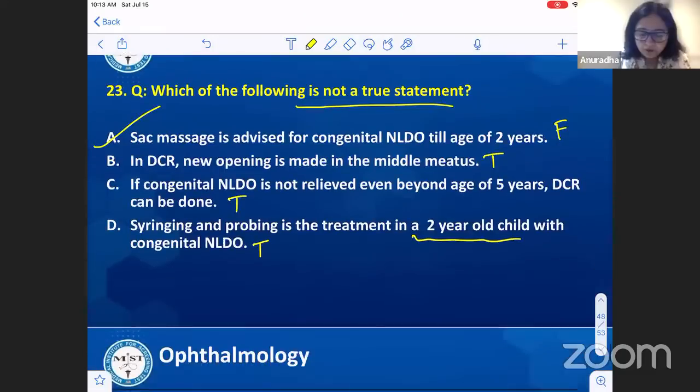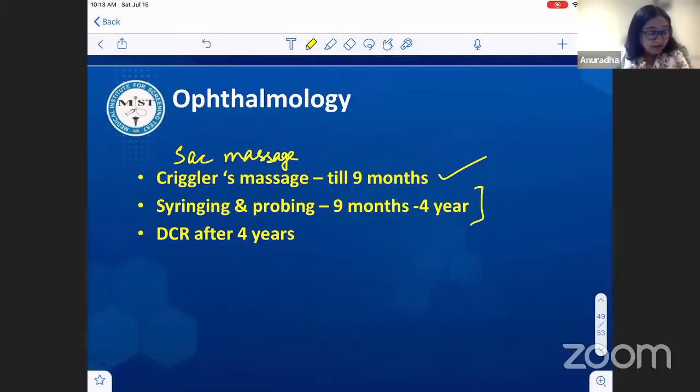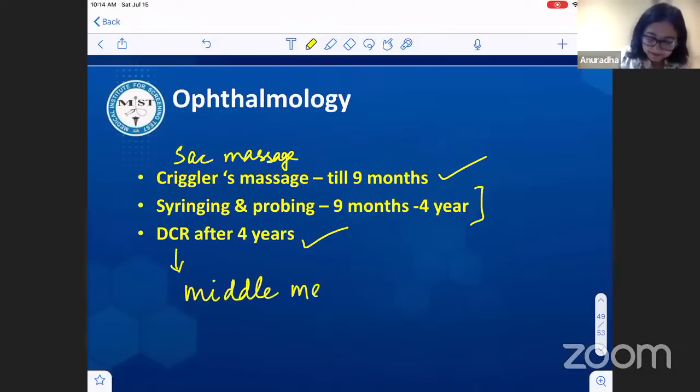A very simple protocol of congenital NLDO treatment is there, which all of you should know. Crigler massage or the sac massage is the preferred treatment till the age of 9 months. Syringing and probing is the treatment if the age group is 9 months to 4 years. And after 4 years, if the symptoms are still persisting and NLD obstruction is not relieved, then you do the surgery, DCR, the dacryocystorhinostomy. This surgery, as I told you, the opening is made in the middle meatus. Right? Okay. So this is the protocol, beta.